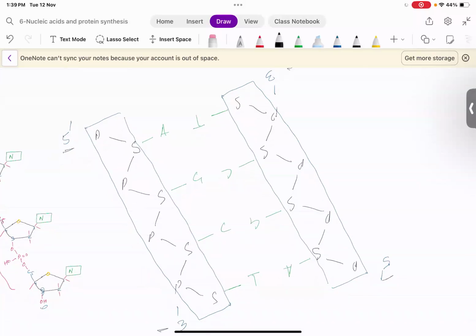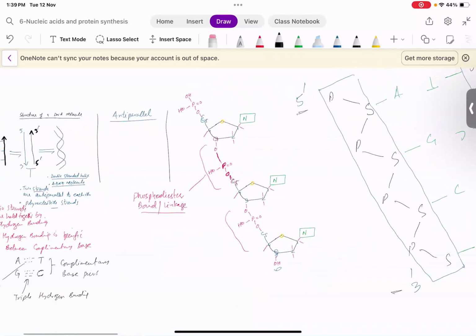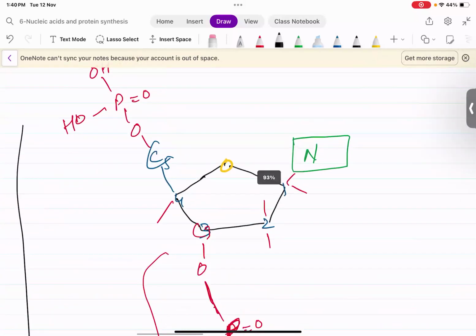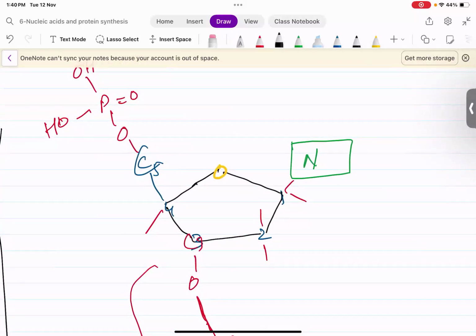Sir, how did we decide which is the 5 terminal and which is the 3 terminal? I said we have this pentose sugar. This pentose sugar has carbon number 1 here. As we discussed the structure of glucose, this is carbon number 1, this is carbon number 2, this is carbon number 3, this is carbon number 4, this is carbon number 5. So every pentose sugar has 5 up and 3 down.